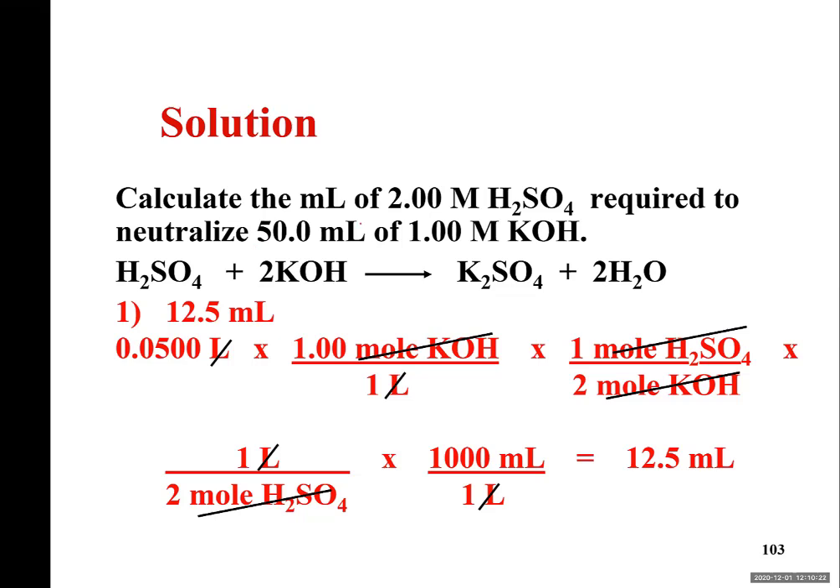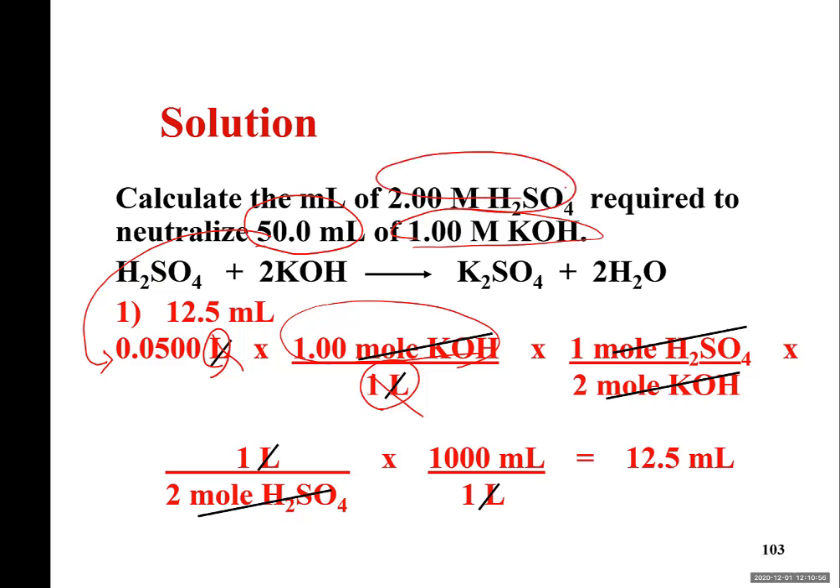Is 50 mL 0.0550 liter? In other words, do you divide 50 by 1,000 to convert it to liter? And then molarity is 1 mole per liter for KOH. So it is 1 mole KOH per liter. Now you are canceling liter. That will give you moles of KOH, but we want moles of sulfuric acid. I need a conversion factor.